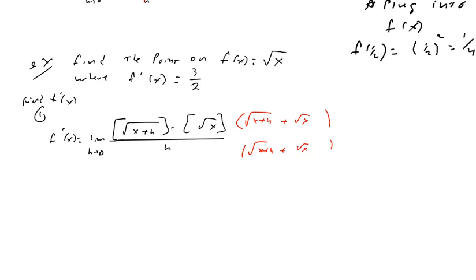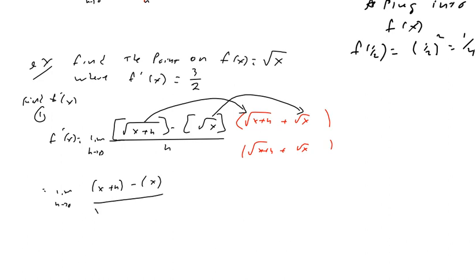The limit as h approaches 0 of, remember, I only need to do this for conjugates, I only need to do the first and the last. I don't need to worry about my middle pieces, they're going to go away. So I'm going to get x plus h minus x over h times square root of x plus h plus square root of x.